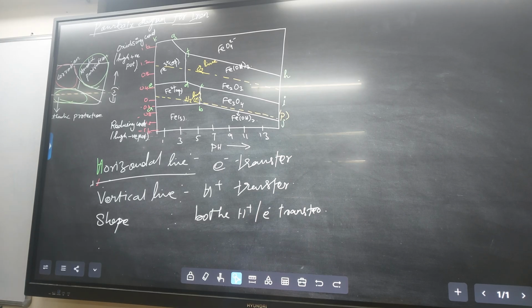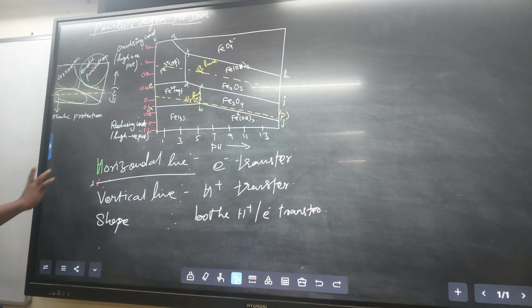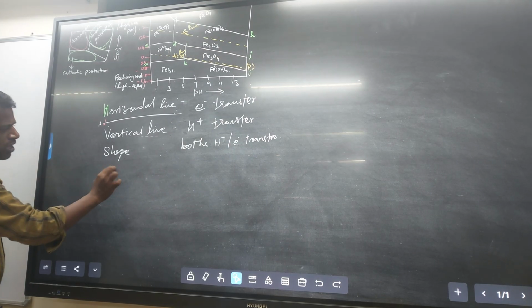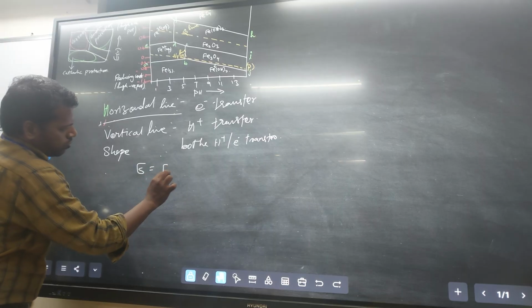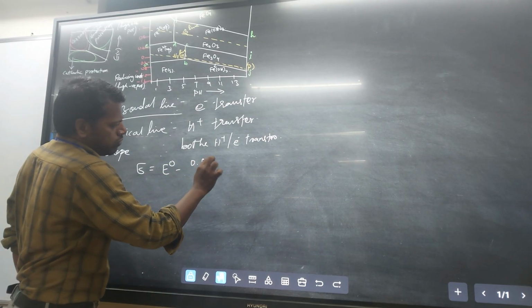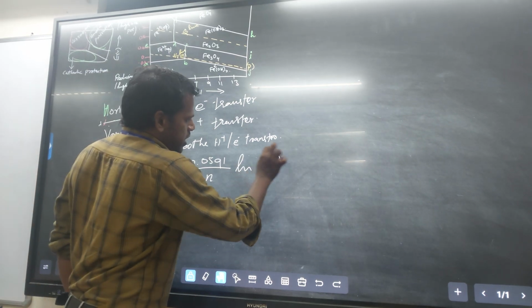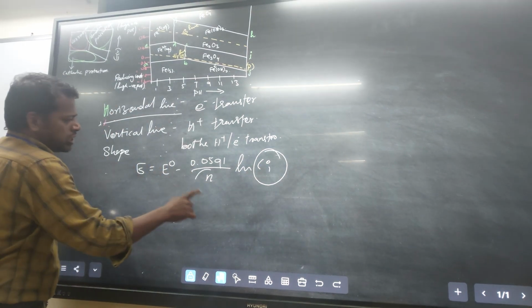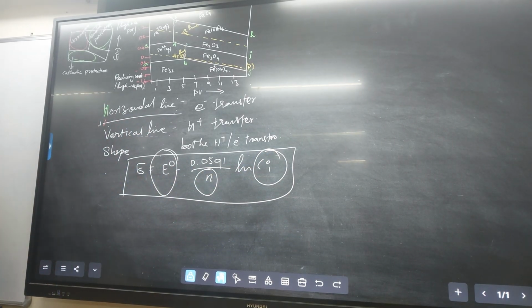So different zones and lines are explained, and the equilibrium states are calculated by the Nernst equation. You know the Nernst equation: E equals E naught minus 0.0591 divided by n into ln Ca. This is the molar concentration, this is the number of electrons, and this is the standard reduction potential value.